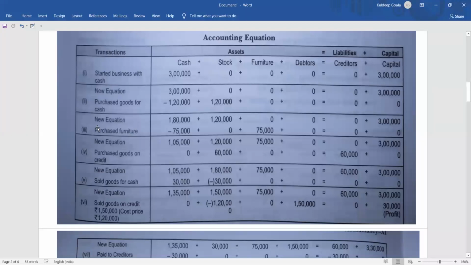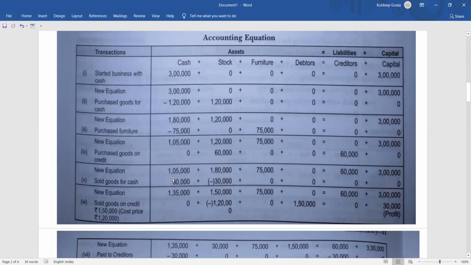So this purchase of goods on credit will first of all increase the stock, so plus 60,000 in the stock. And since it is on credit, the liability also will increase in the name of creditor, plus 60,000, right? Clear? Plus 60,000. Now the new equation will appear like this.